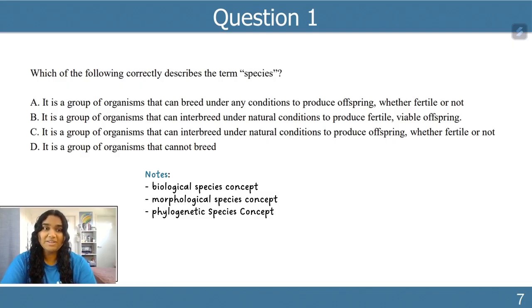That being said, if we have a look at these multiple choice options, you definitely don't need to know all three of them in that much detail. It's very easy to say that a species is a group of organisms that can interbreed under natural conditions to produce fertile and viable offspring. So it is B.